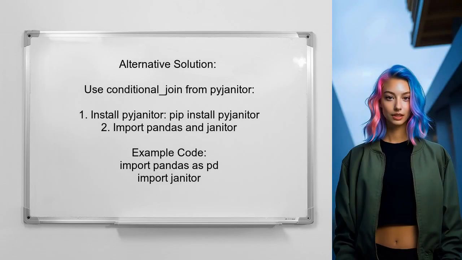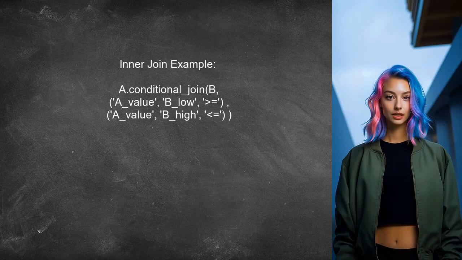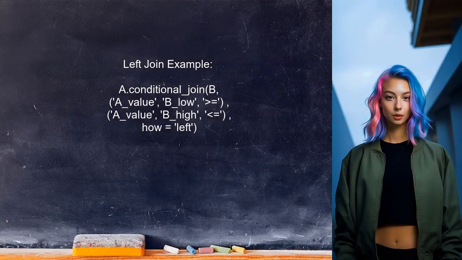Let's check out another perspective from a different user. An alternative solution comes from a user who suggests using the conditional_join function from the pyjanitor library. This method simplifies the process of merging data frames based on range conditions. To perform an inner join, you can use conditional_join with the specified conditions for A value, B low, and B high. This approach is more elegant and efficient than creating dummy columns. For a left join, you can similarly use conditional_join, allowing you to keep all records from data frame A while matching those from B based on the specified conditions.